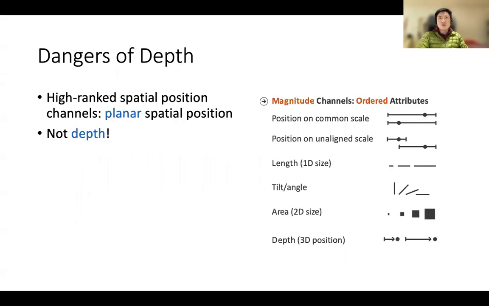Okay, so let's quickly review the list that we had before. We can see that depth position is quite low down in the effectiveness list. Basically, people did experiments and found that it's not very good at showing values, or people cannot perceive it accurately.